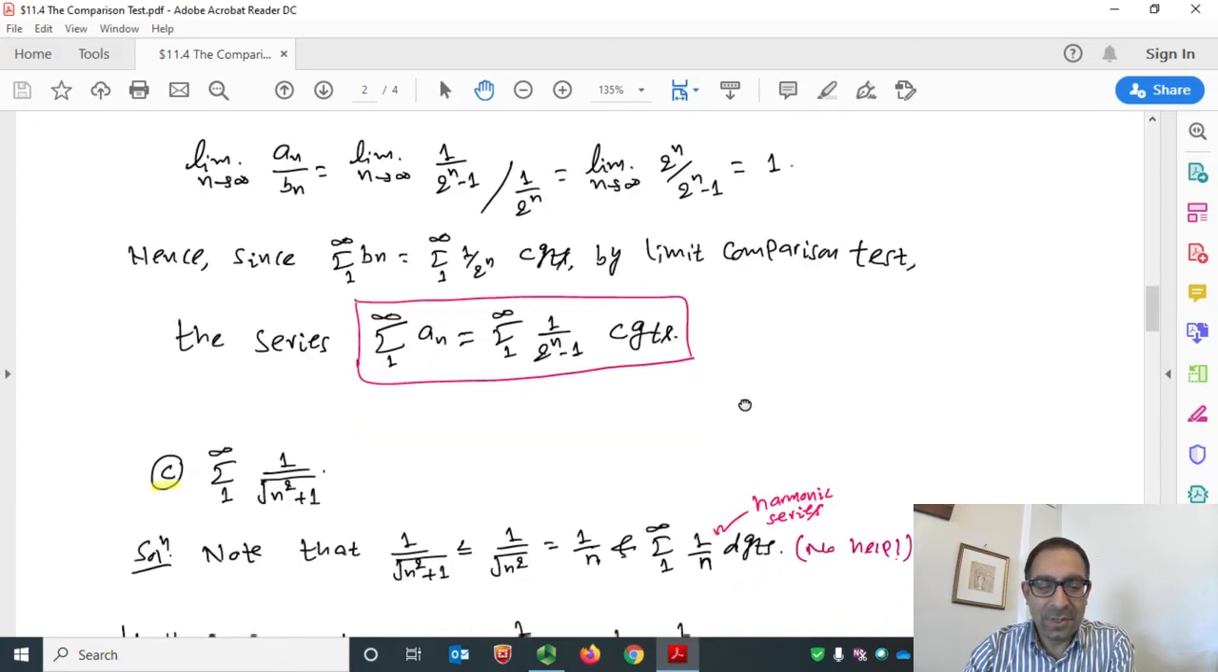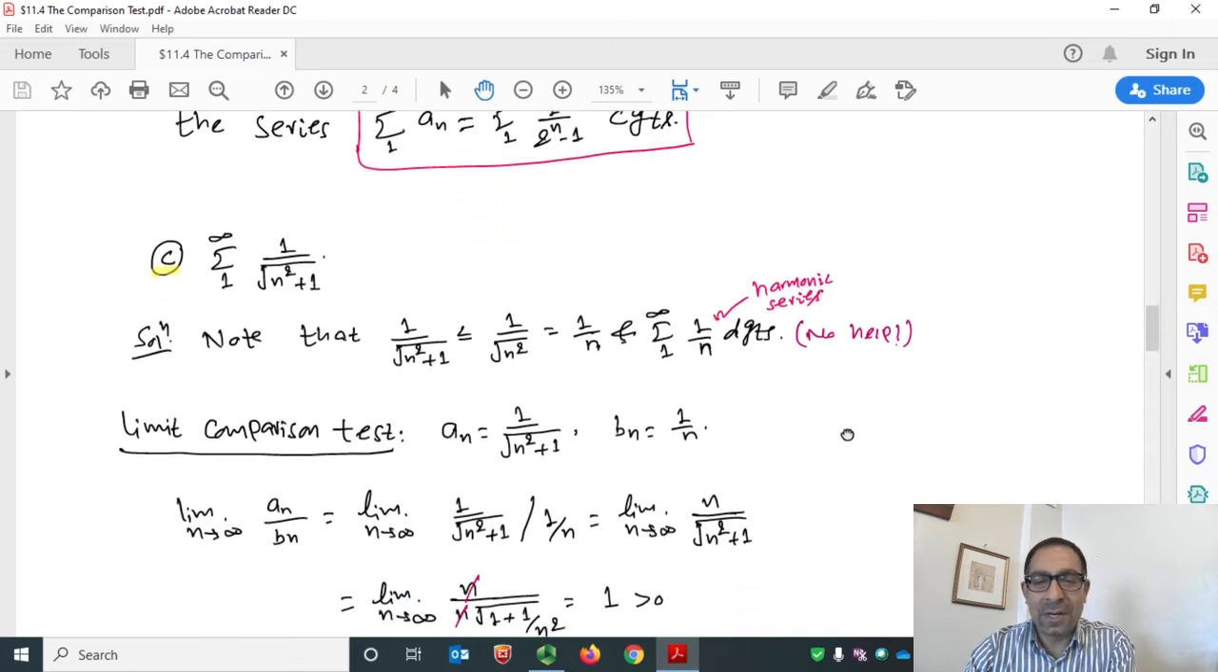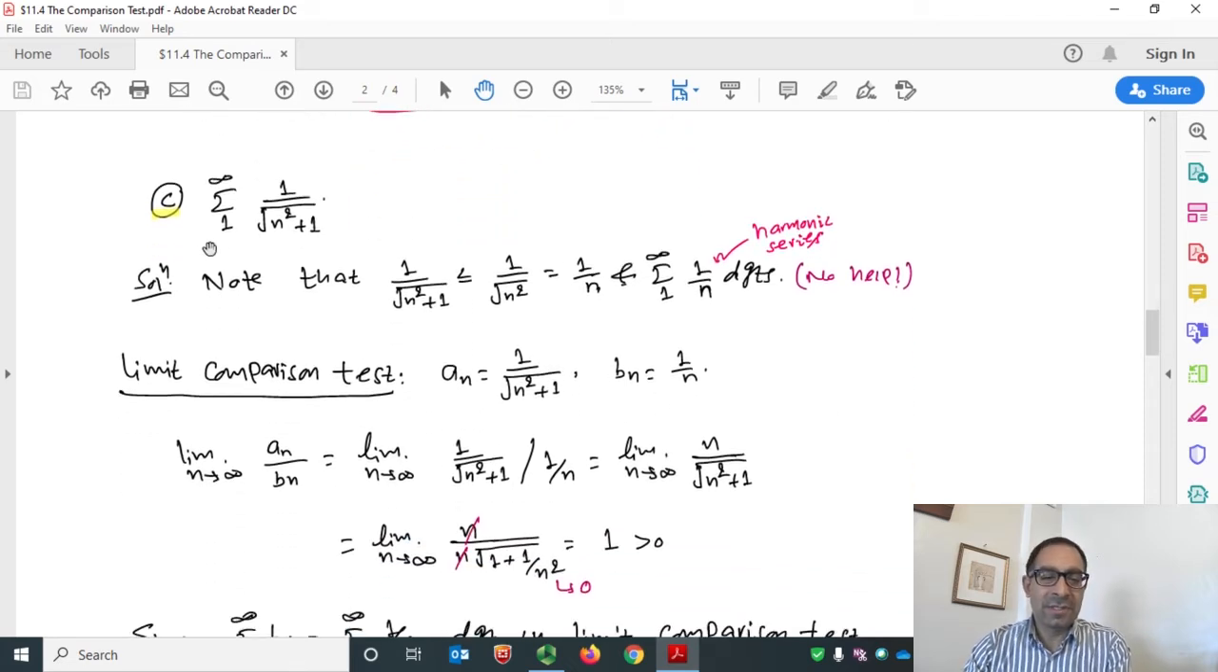Great. Let's move on. This time let's do part C. So the given series is 1 over the square root of n squared plus 1. Summation runs from 1 to infinity.